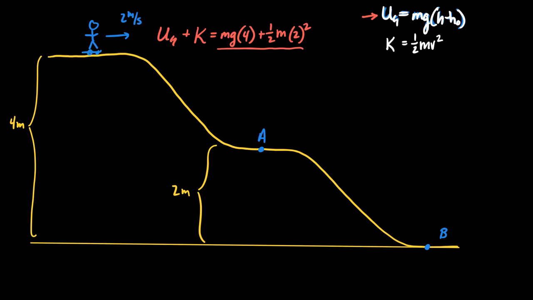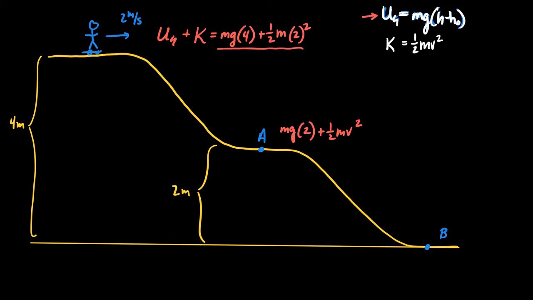At A, do they have more potential energy, less potential energy, or the same? They have less. How do I know? Yeah, they're closer to the ground. They lost some height, so they have less gravitational potential energy. That means they must have more kinetic energy. The sum has to stay the same. So at A, I've got mgh, where h is 2, plus 1/2 mv squared. This is how much energy they have at A.